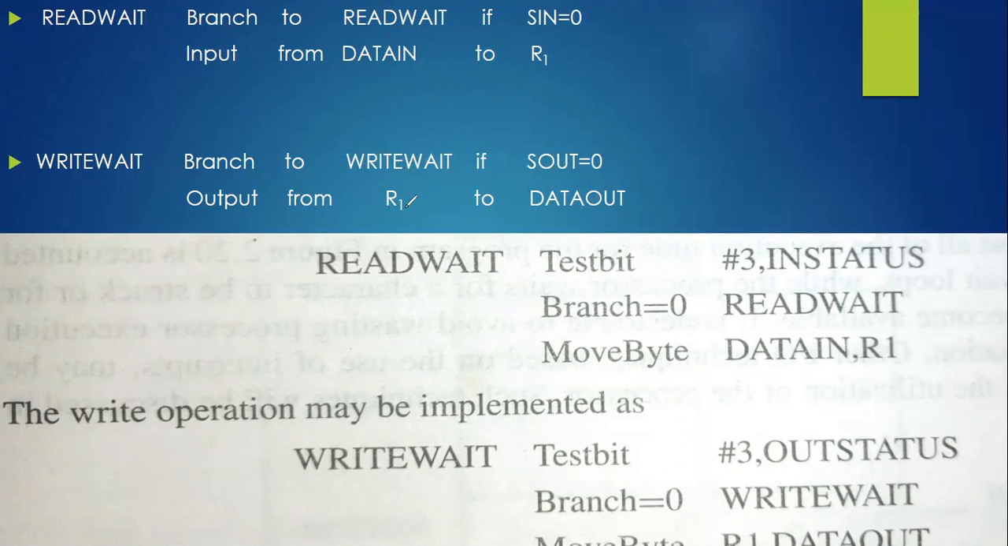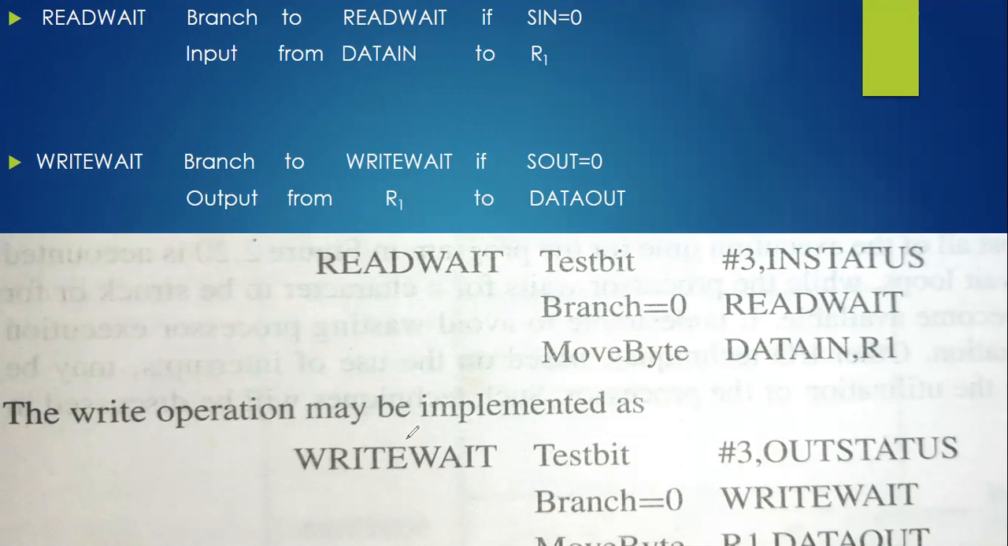Output from R1. R1 consists of data and content. So output from R1 to data out. Finally, whatever the user is entering, which will be managed under data in, will be transferred to data out using R1. So this is the logic. For that, we are writing code.